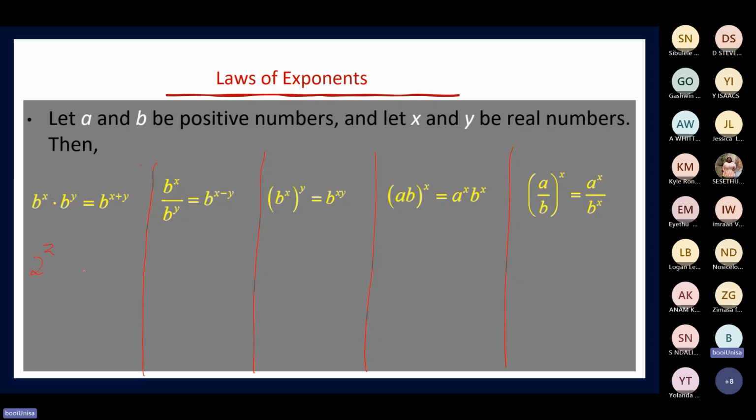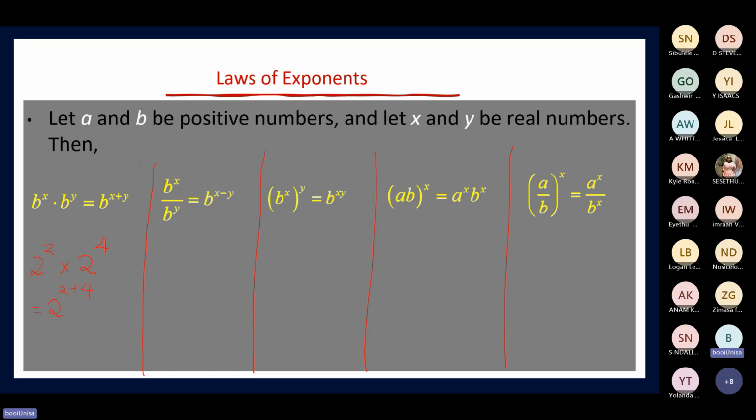2 to the power of 2 times 2 to the power of 4. That's what the rule says. Easy peasy. We just need to say 2 plus 4.